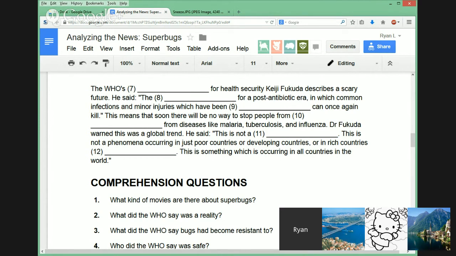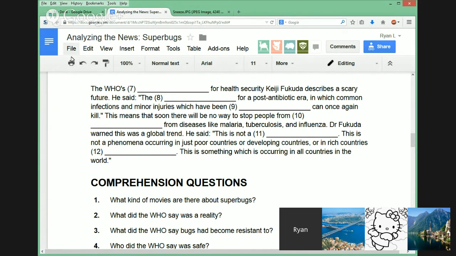Dr. Fukuda warned this was a global trend. He said this is not a regional phenomena. This is not a phenomena occurring in just poor countries or developing countries or in rich countries or developed countries. This is something which is occurring in all countries of the world.